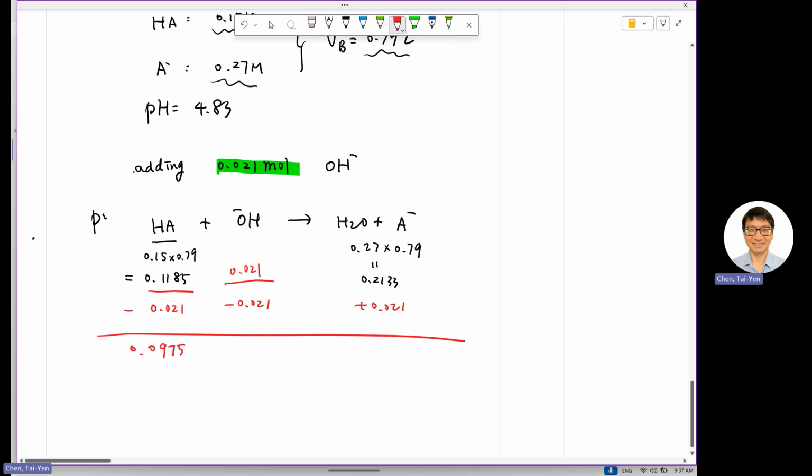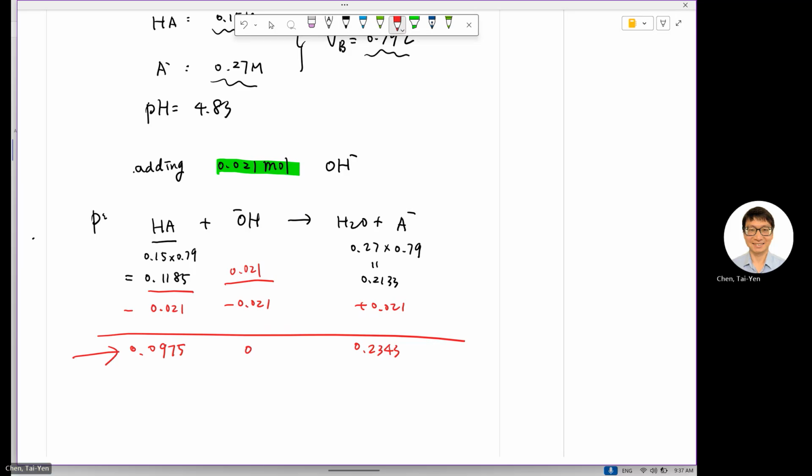Therefore, you end up with 0.0975 mole of your HA. You don't have OH minus. You do have 0.2343 mole of A minus. This is after the interaction. So what do you have? Who are the survivors? Weak acid HA and A minus. So again, you still have a buffer solution. You want to know the pH of this solution.